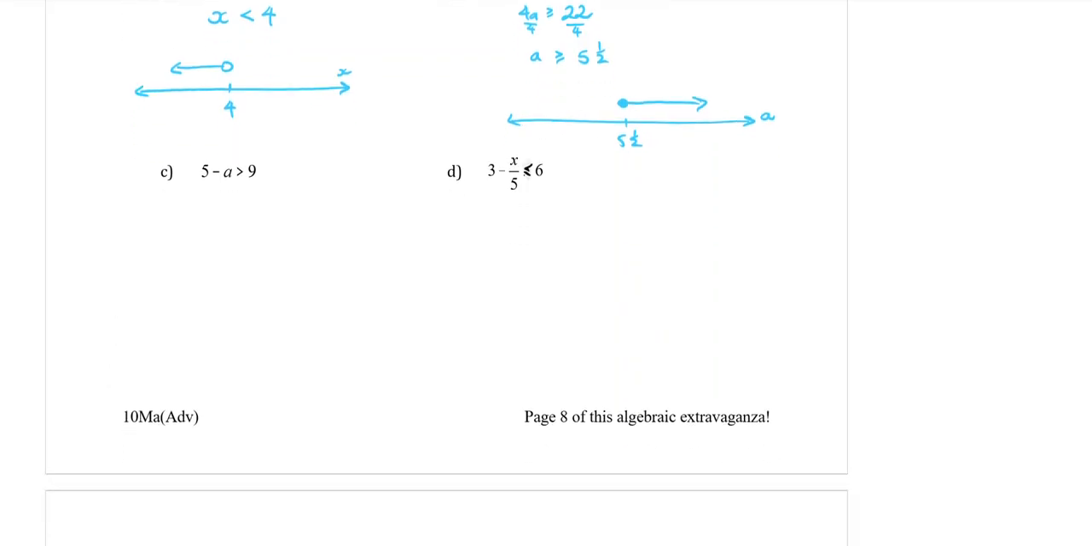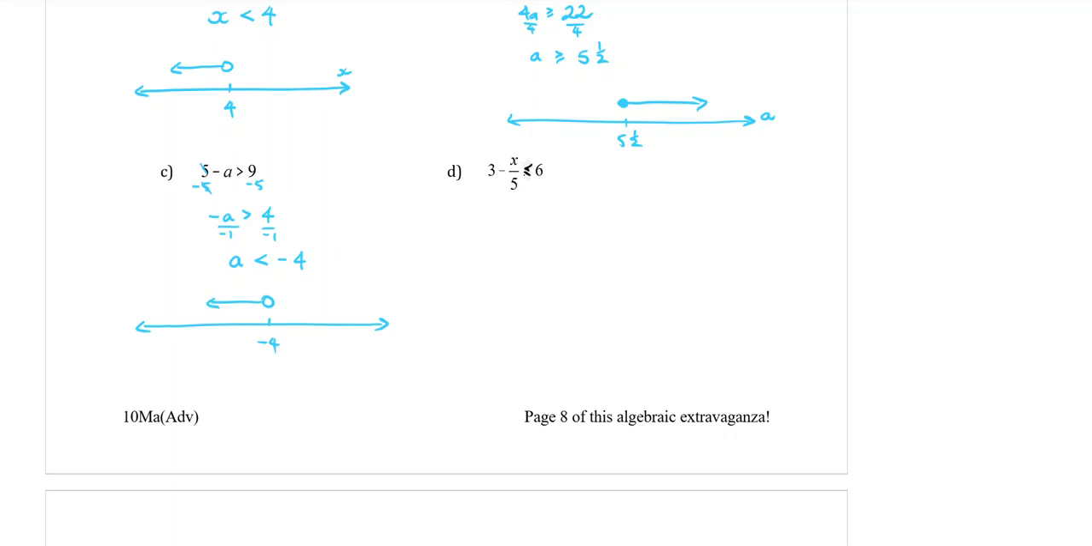Question C, solving the inequality, we're going to subtract the 5 because the minus sign belongs with the A. So that will be negative A is greater than 9 take away 5, which is 4. To get rid of the minus in front of the A, we're dividing by -1, which means dividing by a negative, we turn the sign around. 4 divided by -1 is -4. So -4 in the middle, open circle, pointing to the left.